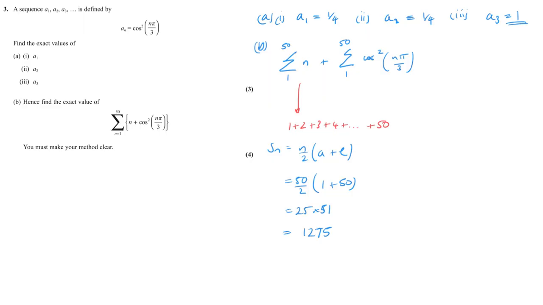Now we need to deal with the second part. Actually, I'll do this separately over here. So cos squared of n pi by 3. What we've got is cos of, when n is 1, pi by 3. When n is 2, it's 2 pi by 3. When n is 3, it's pi. Then when n is 4, 4 pi by 3.